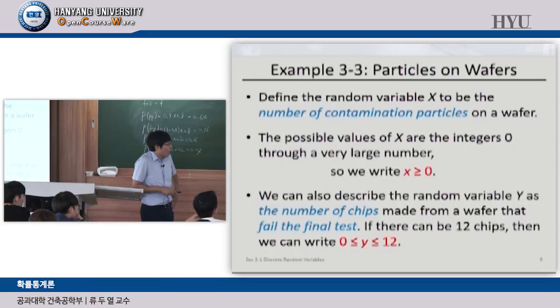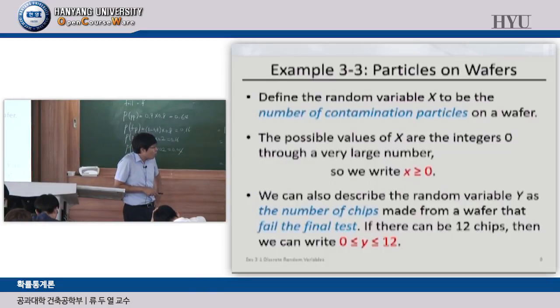So we can also describe the random variable y as the number of chips made from a wafer that failed the final test. So the random variable y indicates the number of chips which fail the final test. So if there are 12 chips, then we can write the small y should be larger than or equal to 0, and smaller than or equal to 12. Why? Because we don't know how many chips failed the final test yet, right? So we can express the real number of the chips that failed the final test using this expression, okay? But this should be an integer value, which is called 정수값. 0부터 12까지 어떤 정수값이 나와야 되긴 하겠죠. 하지만 지금 모르니까 이렇게 표현한다는 얘기입니다.